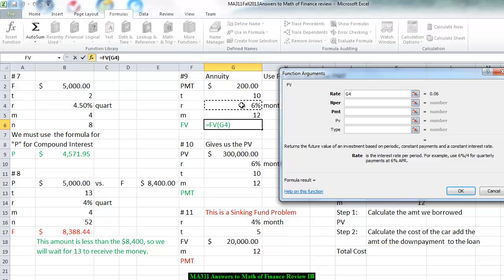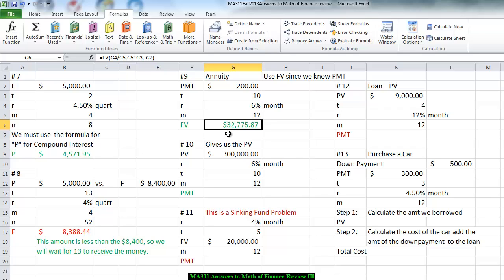So we take our 6% divided by M. The N per is the same as N, and that's equal to 12 times the 10. And the payment, every time we deal with money as a payment in our function arguments, we're going to use negative because it always uses the fact that money is a fluid object and it goes in one direction. As everybody knows, it's always going away from us. So we have the $200, and that tells us that at the end of the 10 years, we'll have $32,775.87.